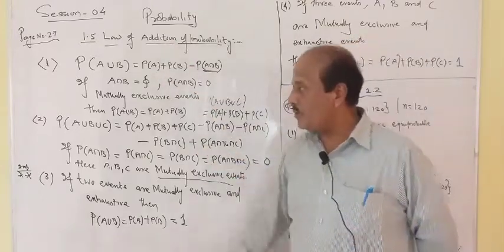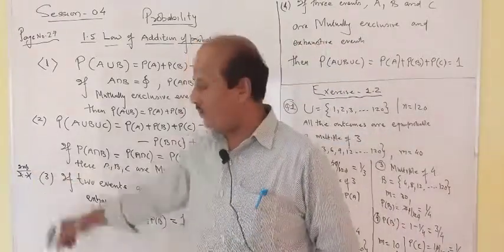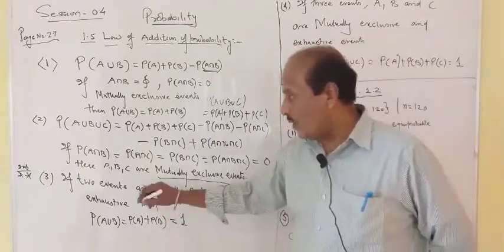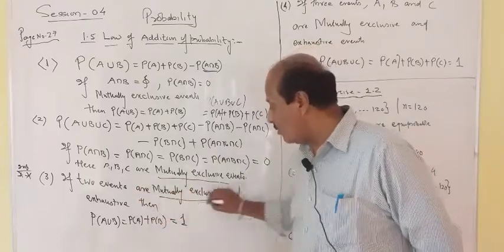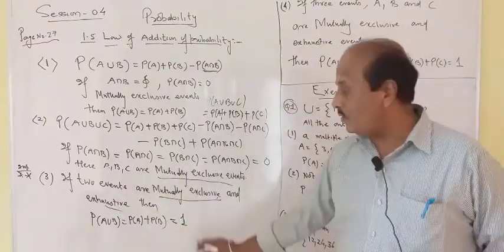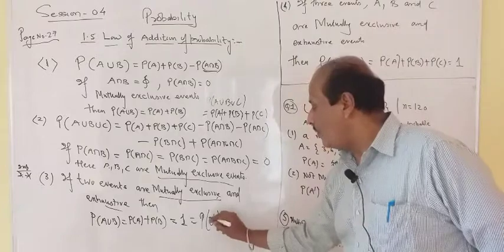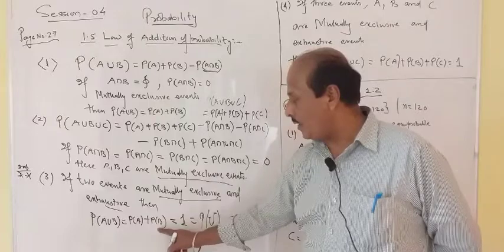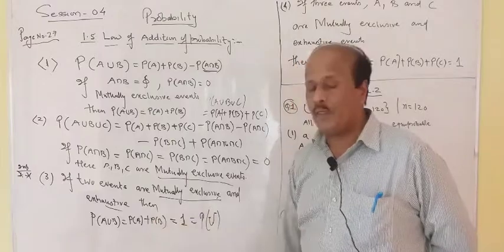Then there is one more modified case, and it's very important. I marked it with 2 stars, a very important property, and we very frequently see questions on this. If two events are mutually exclusive as well as exhaustive, meaning their intersection is the null set and their union is the universal set, it can be written in this way also: probability of U, then probability of A union B is equal to probability of A plus probability of B, and it is equal to 1. Surely you will get a question of 3 to 4 marks in the exam.